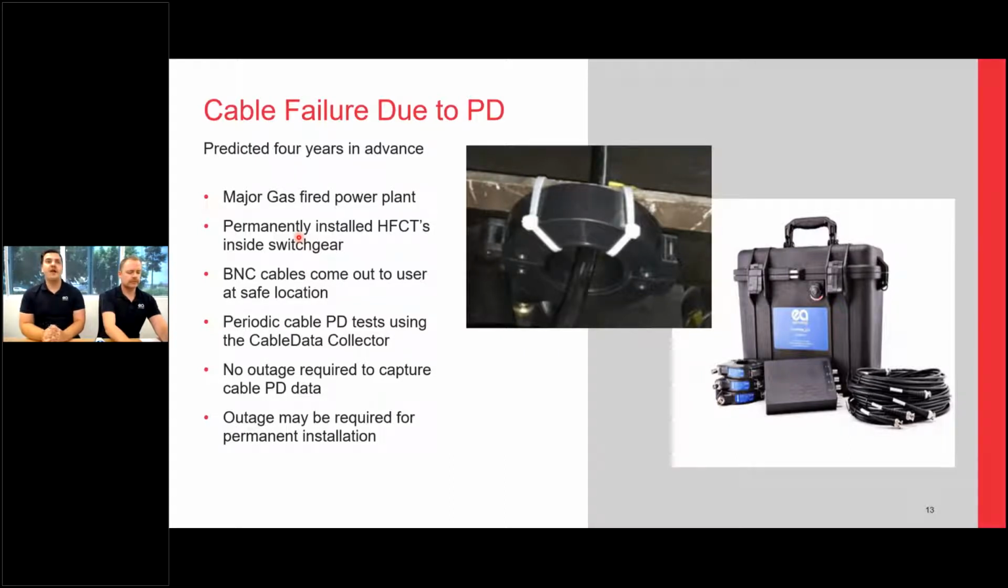Because that's quite a difficult process, rather than taking an outage, installing them, re-energizing, and doing the test every single time, they decided the best option would be to permanently install the HFCTs inside the HV chambers. What this allowed them to do was put the sensors inside, then run BNC cables out to the user in a safe location. They did this on a trial of 20 different cables, and they did periodic testing of a big sweep throughout the entire site. This particular client chose not to analyze the data themselves, but to send it back to us, and we then did the analysis for them.